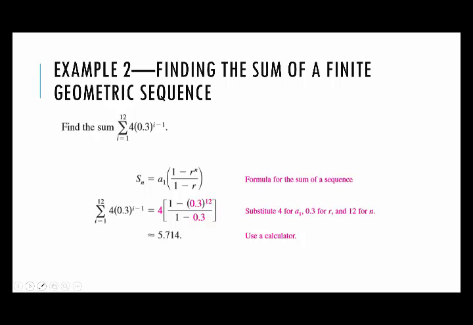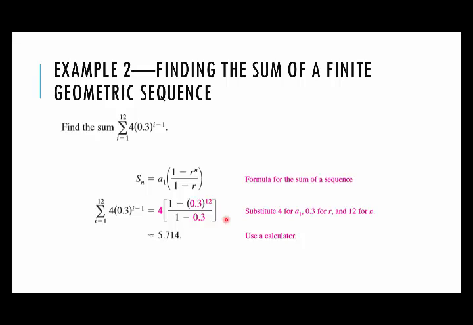Now notice they have told us up here that we're looking for the sum through the 12th term. Our initial term is 1, and we're going through the 12th term. So as a result, I'm going to say my first term is 4, because based on the equation, 4 is my initial term. My ratio is 0.3, so 1 minus 0.3 to the 12th power over 1 minus 0.3.